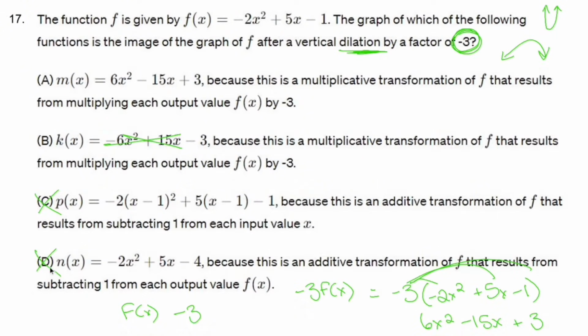They were hoping you would misread this. But it's going to be this guy right here, because it's the multiplicative transformation of f that results from multiplying each output value of f of x by negative 3. So that's what we did. Just be careful of the wording again. When I initially saw this, I was like, oh, how easy, you just subtract 3. And that's not what it was. But at the end, it wasn't really that bad anyway. So hope this helps.